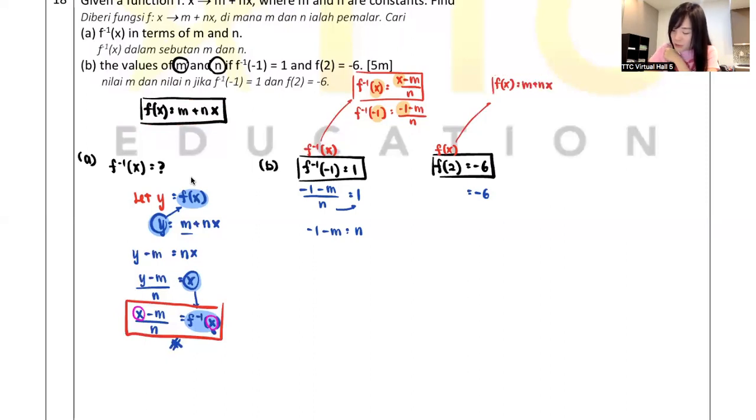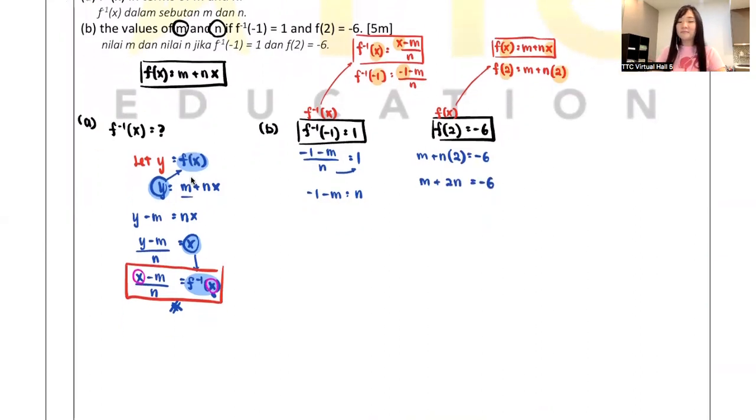So now you want to do F2. How do I do the F2? Then the X, I will change it to 2. Then I can write back here, M plus N times 2. Understand all? The X becomes 2, this X also becomes 2. Let's expand it. So M plus 2 times N, 2N, equals -6.